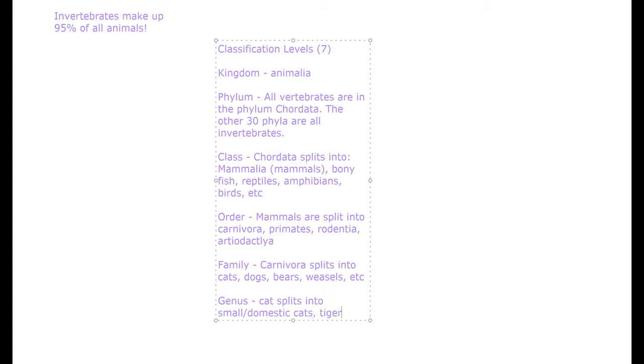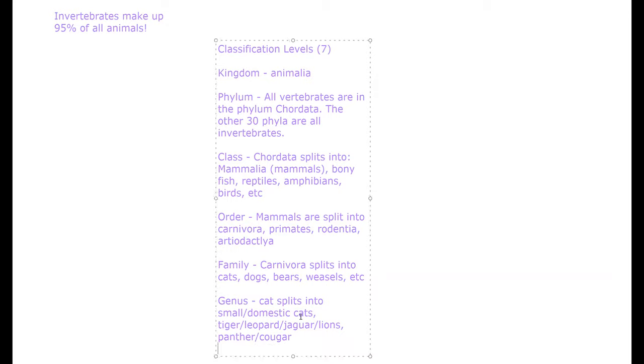Tiger, slash leopard, jaguar, and the last one, lions. And then, what is it? It's the panther and the cougar. So the cat splits into three different categories here that are called genus.